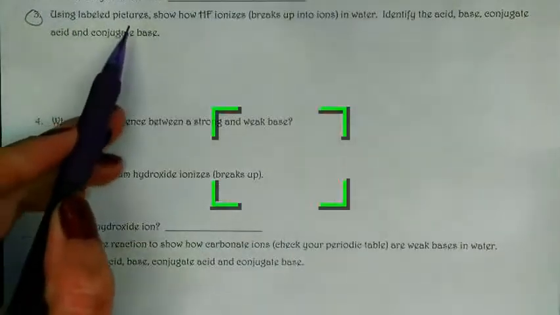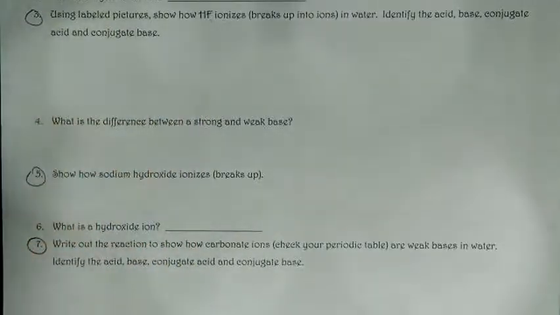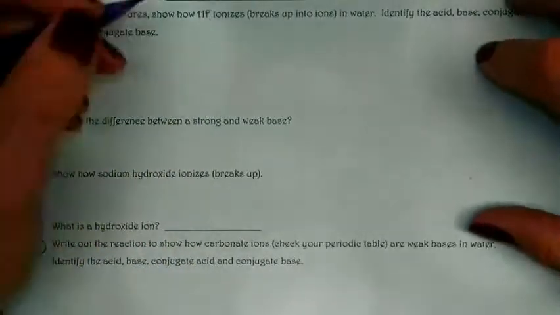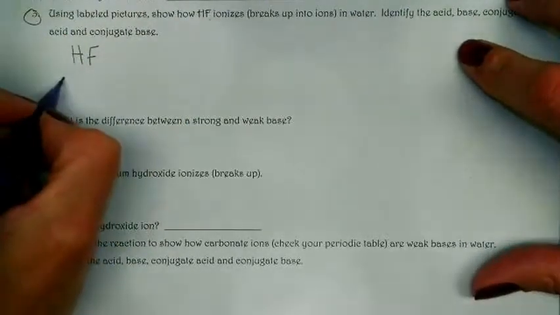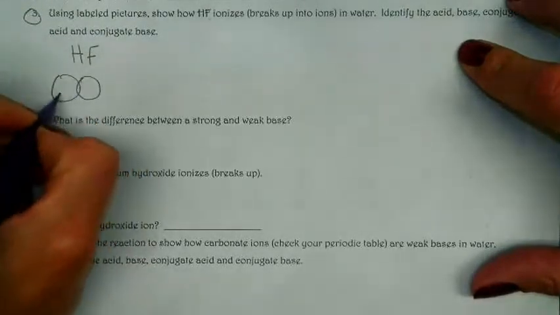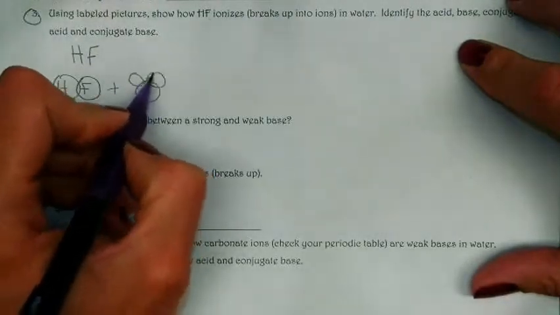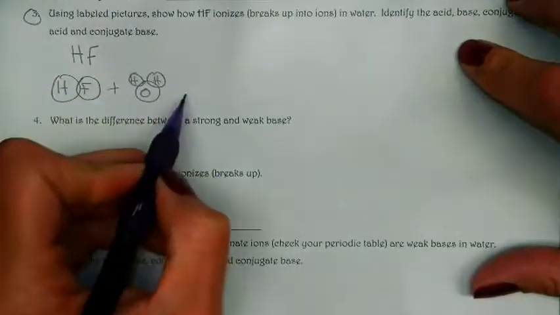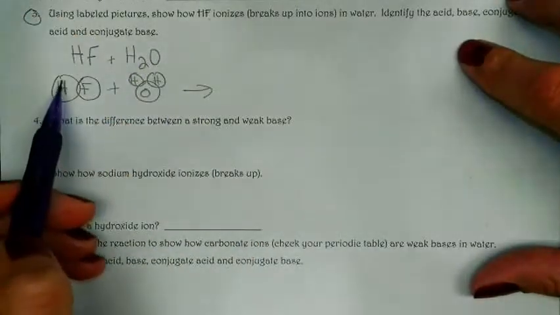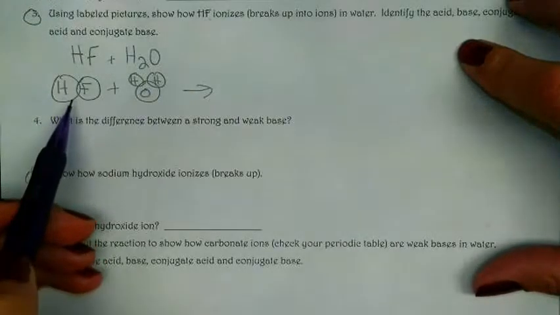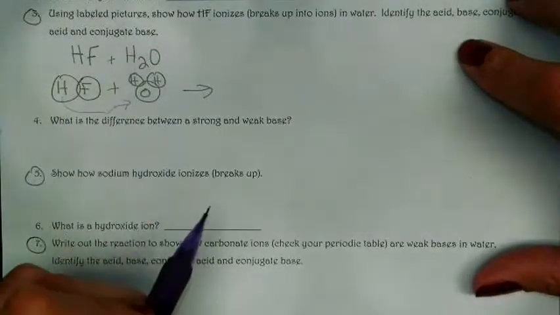In number 3, it says using labeled pictures show how hydrogen fluoride ionizes or breaks up in water. If we see HF, that tells me this is an acid. So I have my hydrogen and my fluorine, and we are going to add this to water. Because hydrogen fluoride is an acid, it's going to give away its hydrogen to the water, and the water will take it in.